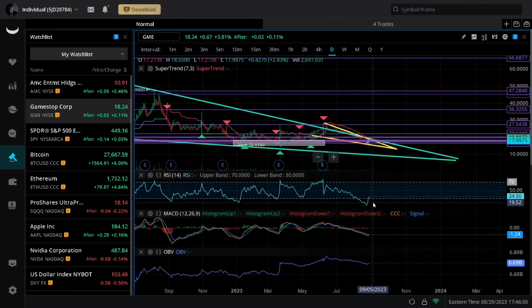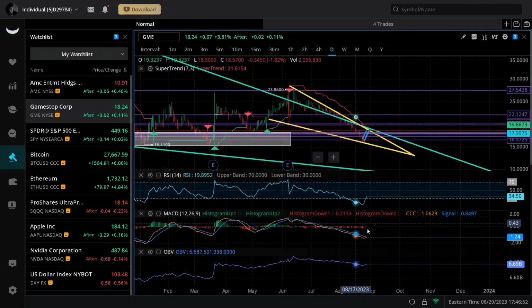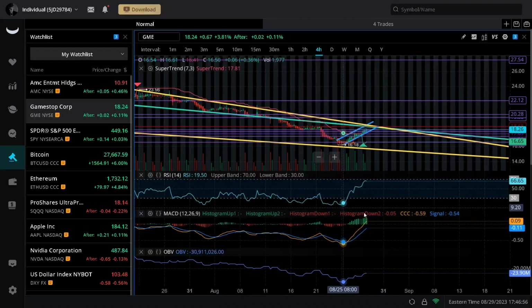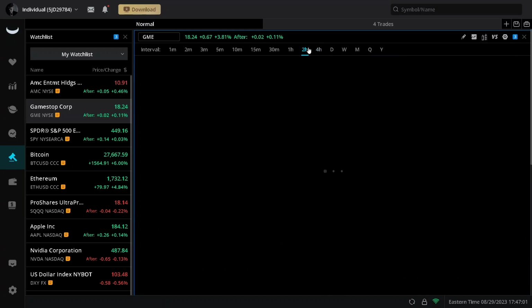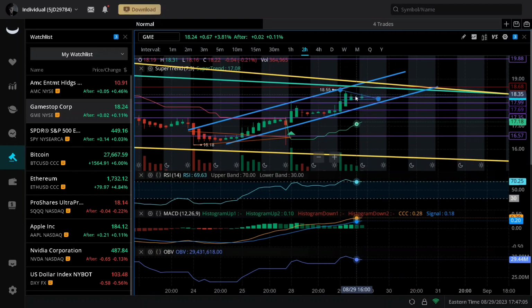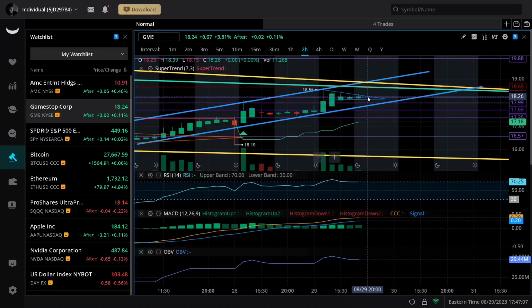RSI was way oversold. You guys can see that the MACD is starting to curl. We almost got a MACD flip. You guys can see that the MACD flip already has happened on the 4-hour time frame. RSI is a little hot, so again, I do think GME is going to see a little bit of pullback, but right now it's basically forming a bull flag, where I do think it's going to get a push up to about 18.70 before getting an overall pullback to the downside.